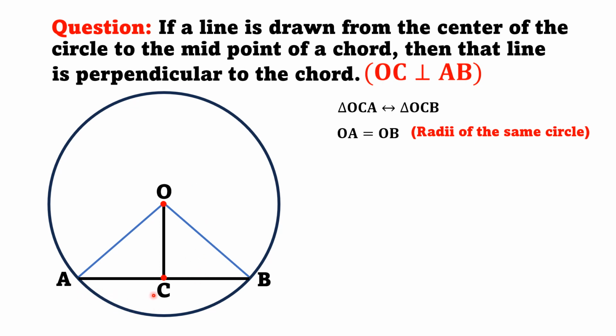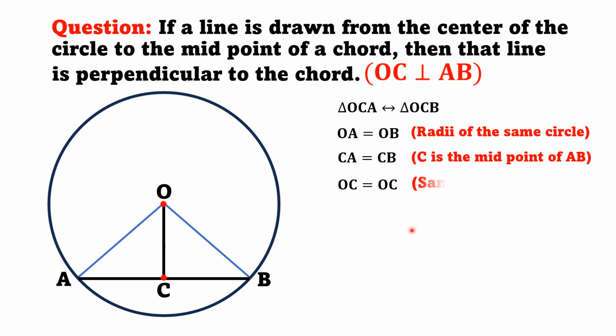Then line AC is equal to line segment CB because C is the midpoint of line AB, and OC is equal to OC because this is the same line segment. So from the SSS criterion, the two triangles OCA and OCB are congruent to each other.